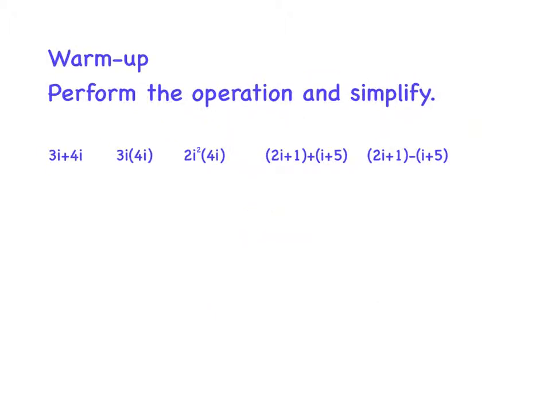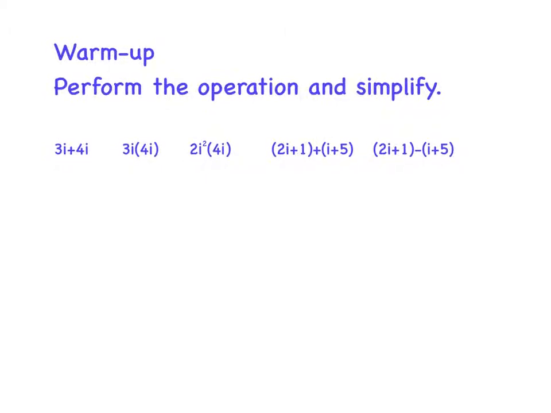So first off, start on the warm-up. Pause it and do the warm-up for yourself. 3i plus 4i, that's going to give us 7i. 3i times 4i is going to be 12i squared. What we learned last time was that i squared is -1, so this is going to be -12.